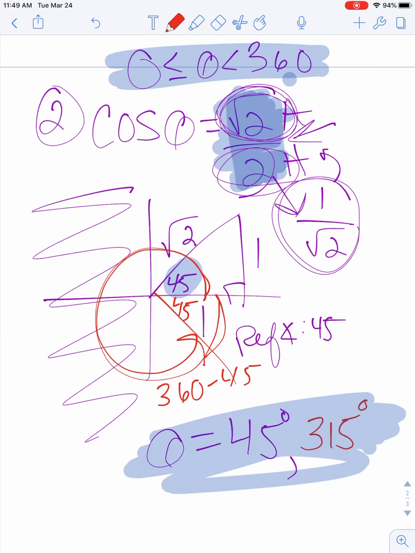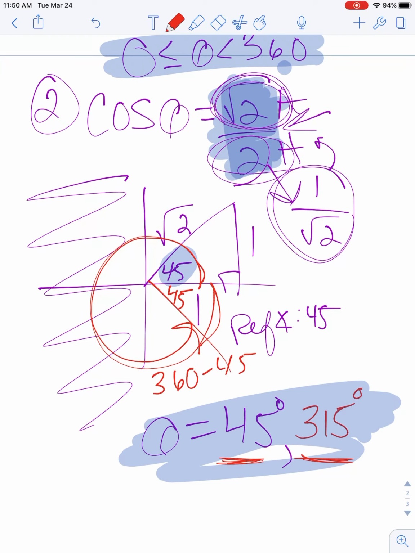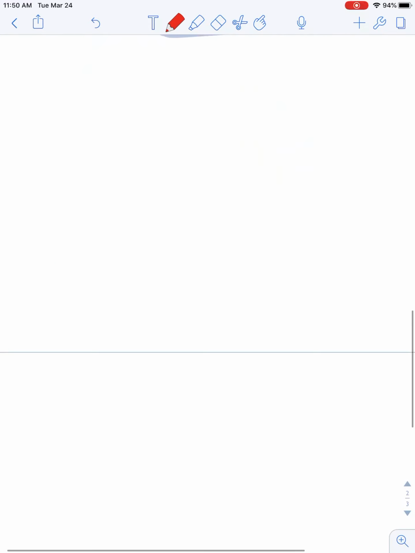Again, one last check. This is my first quadrant answer. This is my fourth quadrant answer. All Students Take Calculus. That's where I want to be. That's where it's positive. So again, you might have to de-rationalize when you see a radical. So be careful with that.